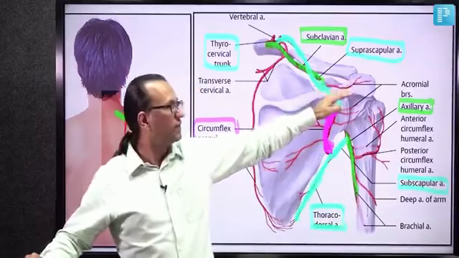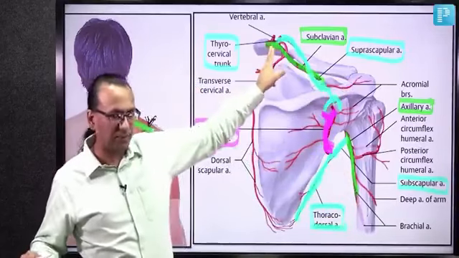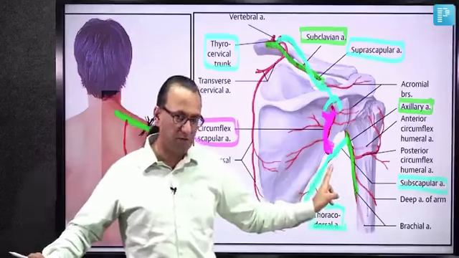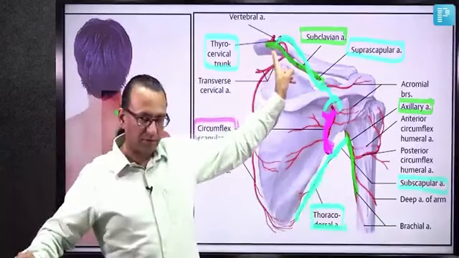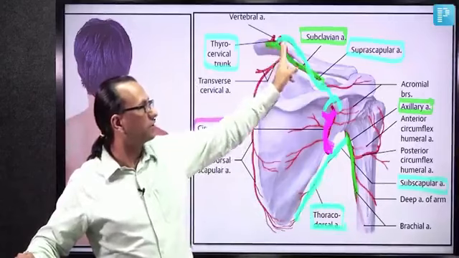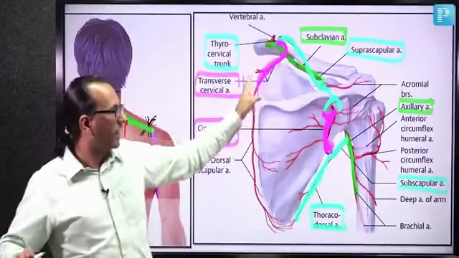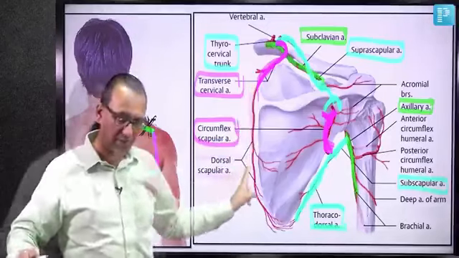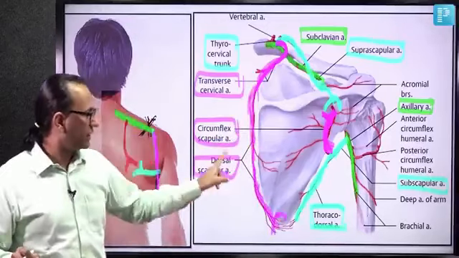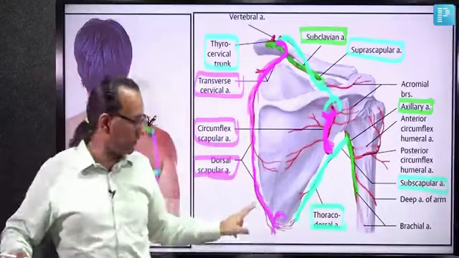There is one more channel through which you can send the blood of the subclavian into the axillary artery. What is that? As is understood, the first part of subclavian is giving us the transverse cervical artery, and the deep branch of the transverse cervical artery can sometimes give us the dorsal scapular artery, and this dorsal scapular artery is anastomosing with the thoracodorsal artery there.